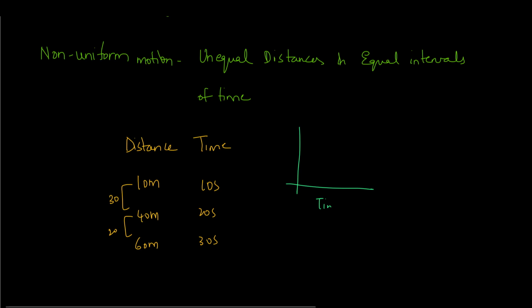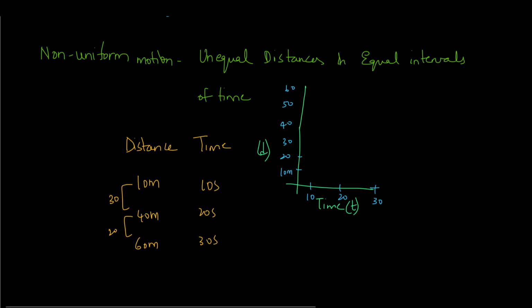So this is our time, which is taken on the x-axis, and distance is taken on the y-axis. 10 second, 20 second and 30 second. And this is our 10 meter, 20 meter, 30 meter, 40 meter, 50 meter and 60 meter. Let's extend this. This is how it looks.